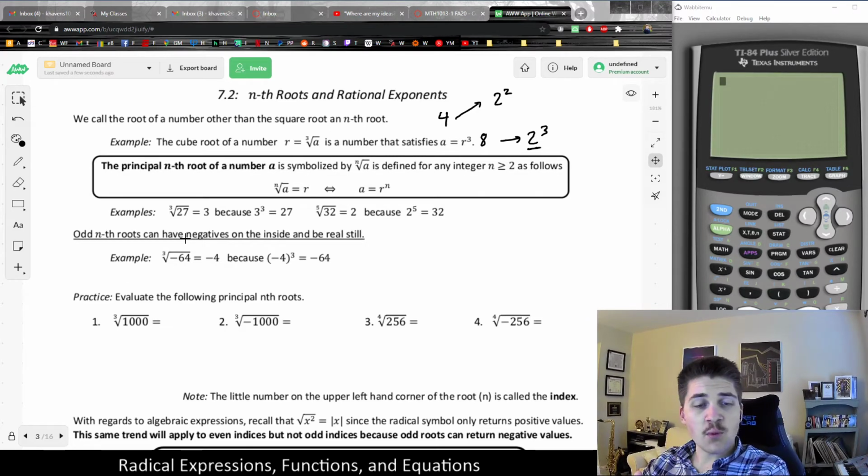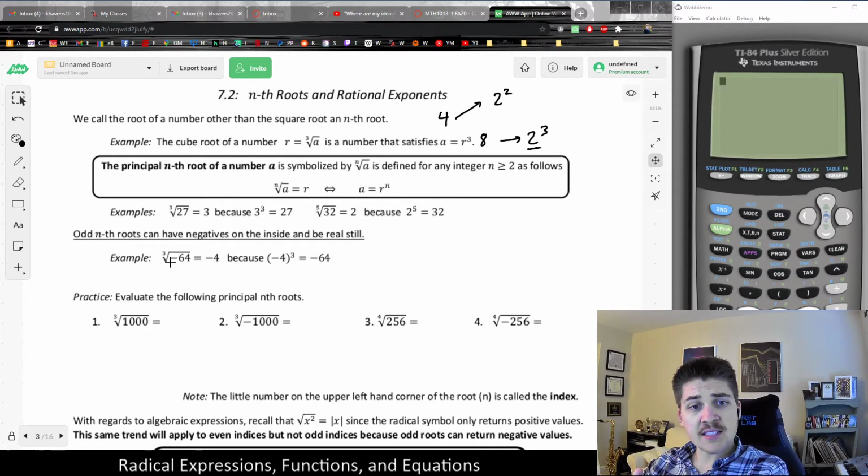And as we discussed before, when it comes to cube roots or odd-powered roots, we can have an odd power nth root of a negative number and it will work. Like, the cube root of negative 64 is negative 4, because if you take negative 4 to the third power, it would make a negative.